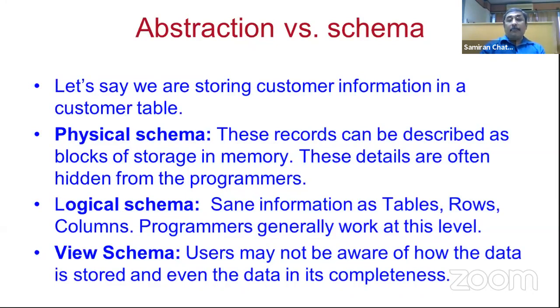Now at the view schema, the users come in and they may not be aware of how the data is stored, whether they are in tables or not, things like that. Even the entire data may not be available to each one of them, right? So whatever is important to a particular type of user, only that much data will be allowed to be exposed to that particular user. That is a view schema. So of course, as we can see, there are levels of abstraction here. You can say physical abstraction, logical abstraction, view abstraction as well. And therefore, corresponding to every type of schema, we have an abstraction in place.